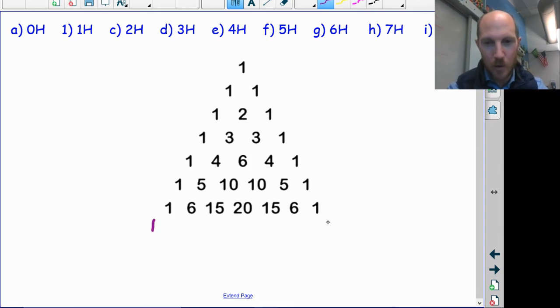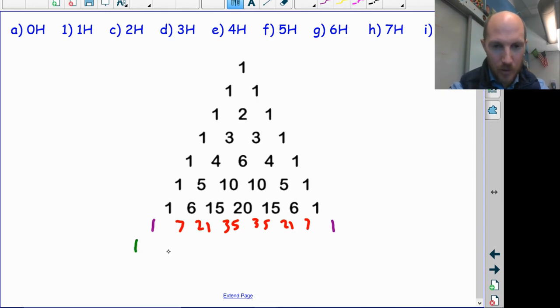So I'm going to have a 1 at both ends. The 1 and the 6, that makes 7. Add the 6 and the 15, that's 21. 15 plus 20, 35. 20 plus 15 is the same thing, also 35. 15 plus 6 is 21. 6 plus 1 is 7.